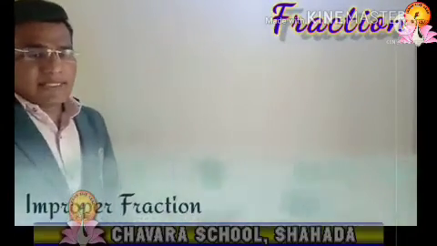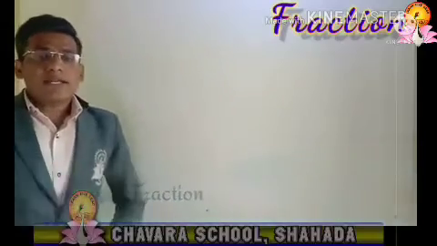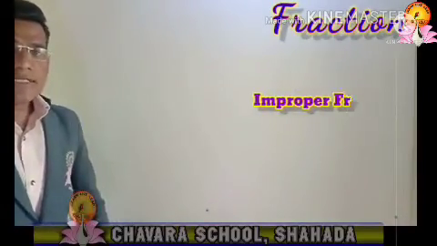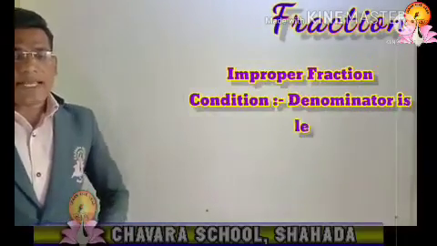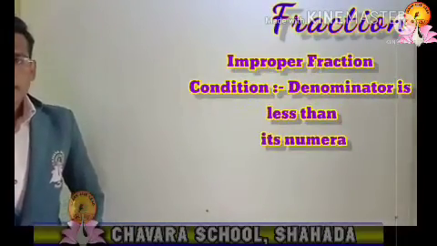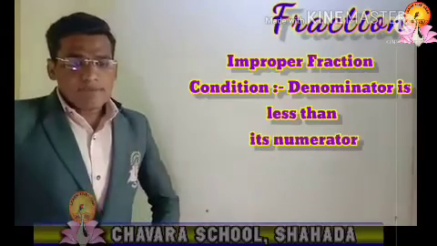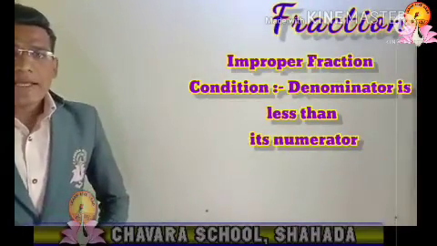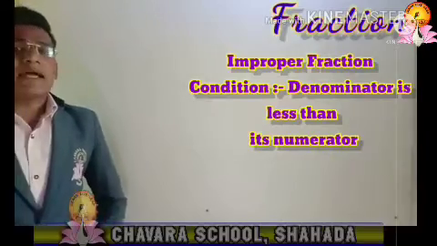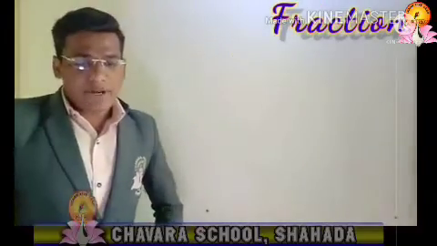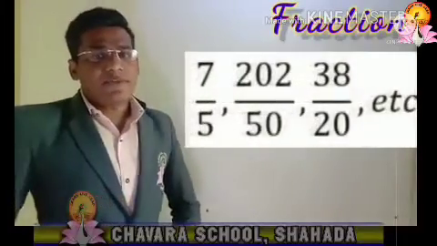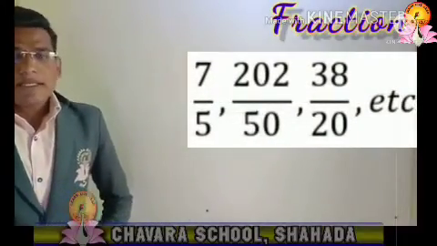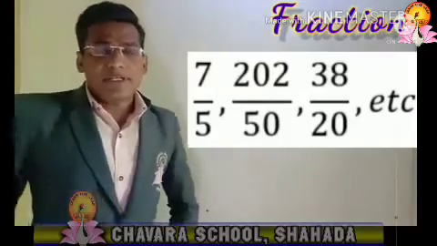Now the fourth one is improper fraction. The condition for an improper fraction is that the denominator is less than its numerator. It means that in this the denominator will be less than its numerator. For example, 7 by 5, 202 divided by 50, 38 divided by 20, etc.